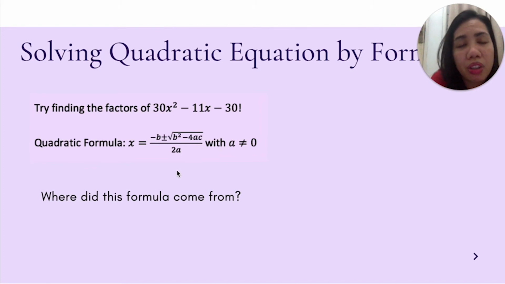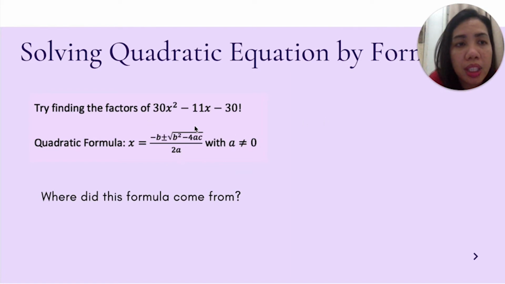Or you can also use the completing the square method, the second method that I have also explained in the previous video. But if you find out that the numbers are too complicated or too big, you can also use this formula. So let's use this formula.